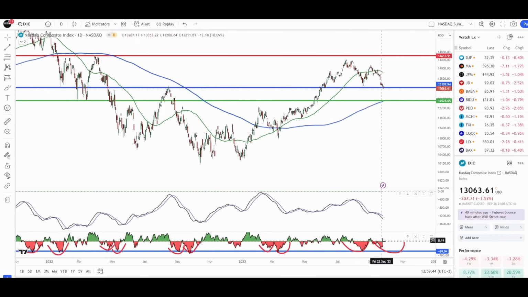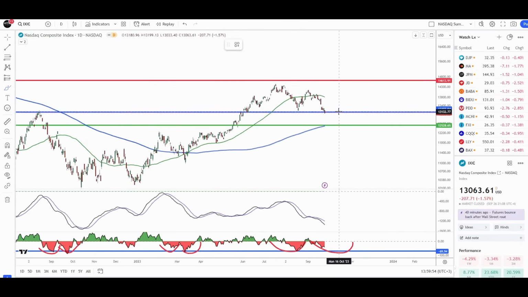NASDAQ Summation Index, pretty much the same look here. We are now at key support. 13,100 is key support. I do expect the NASDAQ Composite to find buyers at this level.